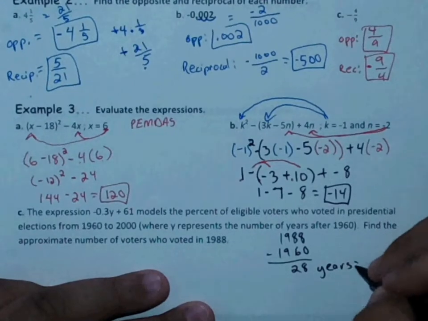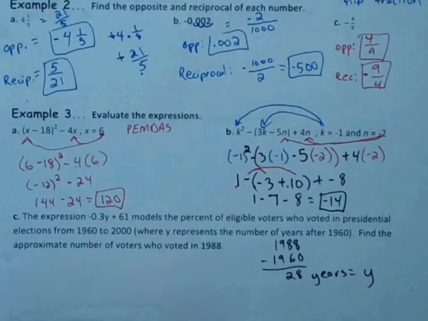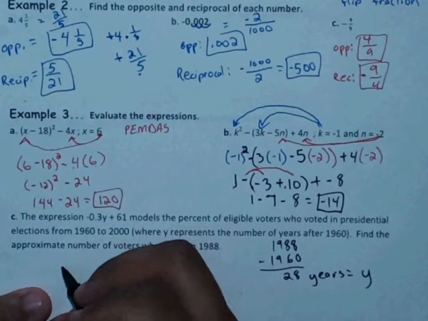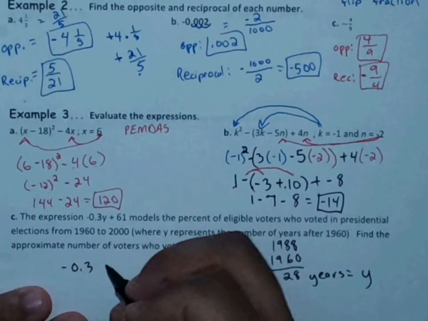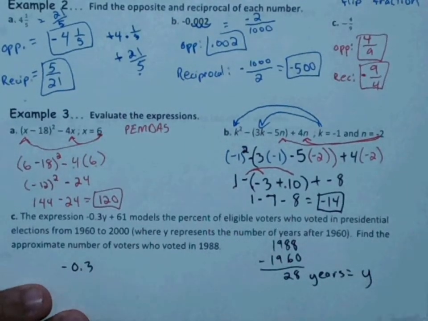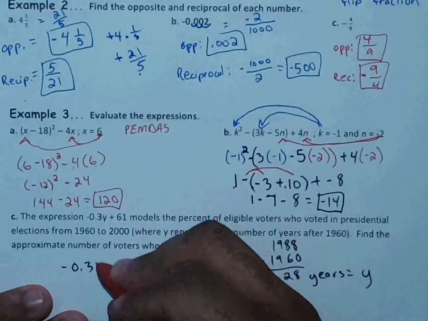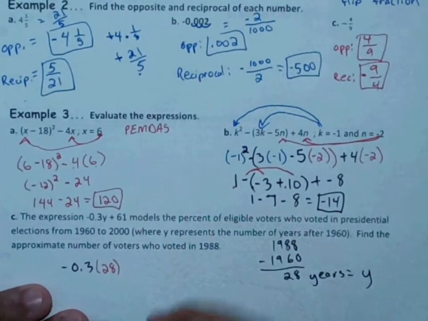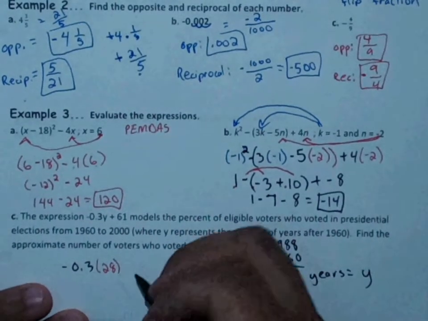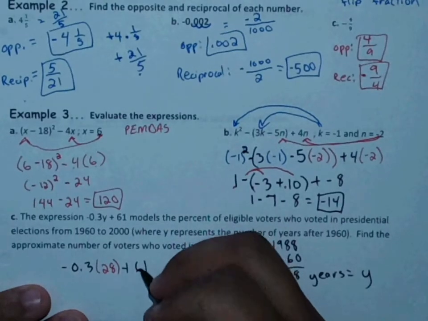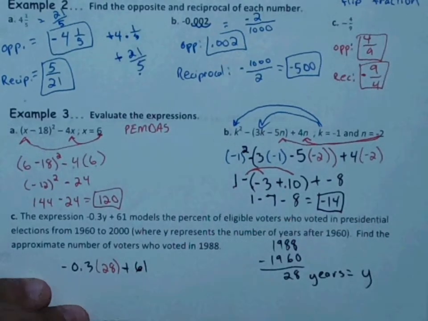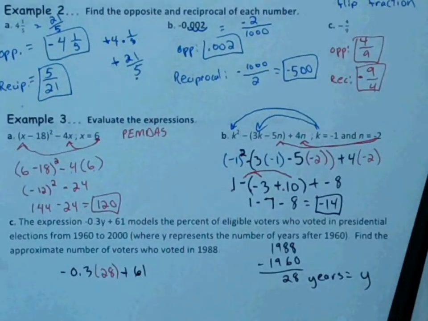which is our y. So then we plug that in. I've got a negative 0.3. I'm going to plug in my 28 plus 61. I'm going to get out my calculator just to make it a little bit easier because I'm dealing with decimals.